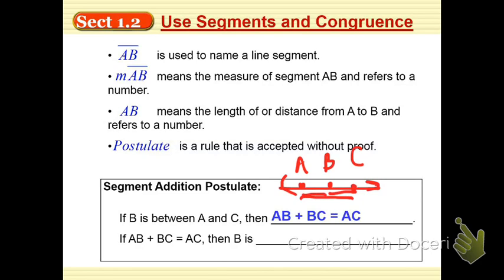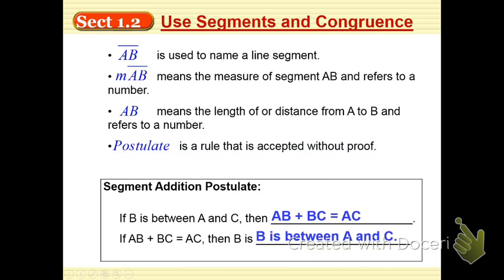Or you can reverse it. If AB plus BC equals AC, then B is between A and C. That's segment addition.